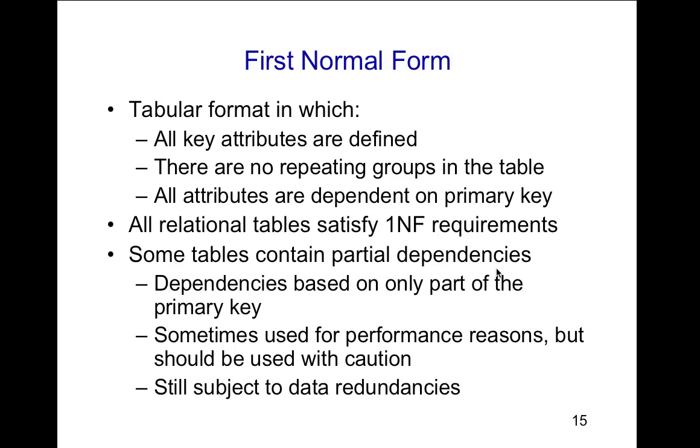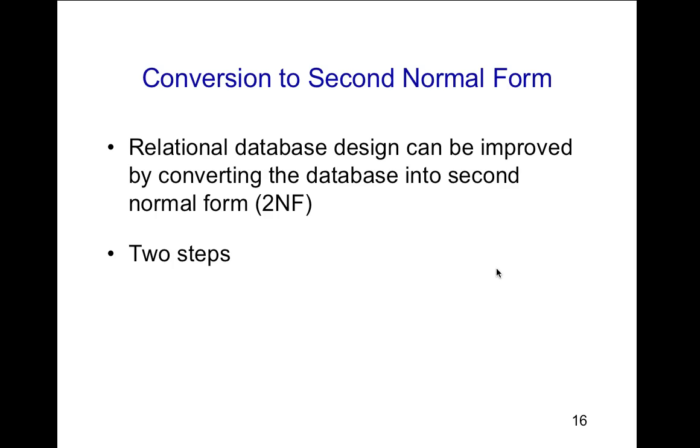Some of the tables contain partial dependencies. It's okay for a first normal form. And dependencies based on only part of the primary key and not the whole primary key. Sometimes used for performance reasons, but should be used with caution and still subject to data redundancies. We have a lot of data redundancy actually in this particular example.